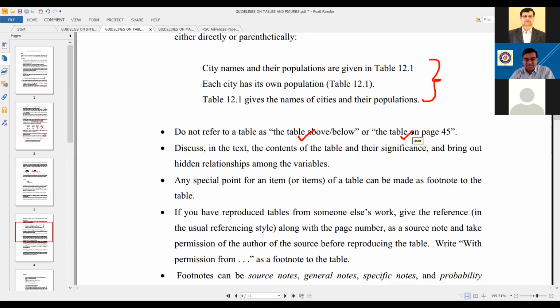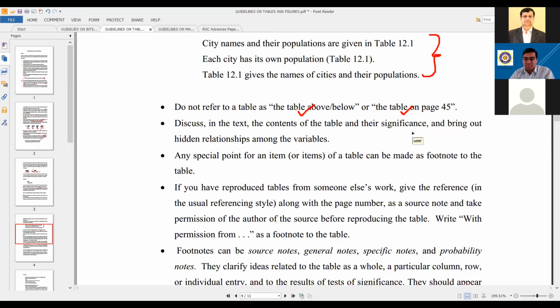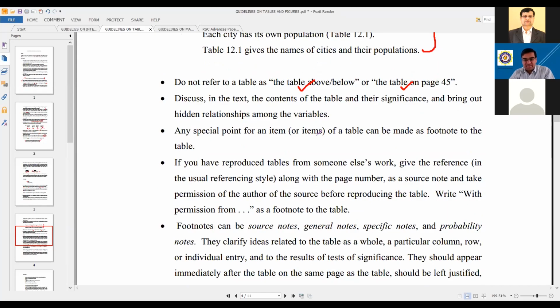Got it? Discuss in the text the contents of the tables and their significance and bring out hidden relationships among the variables. Any special point for an item of a table can be made as a footnote to the table. Let me check if I can show you something like this. We'll check at the end of the session.